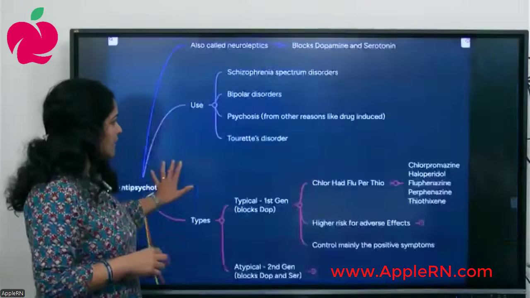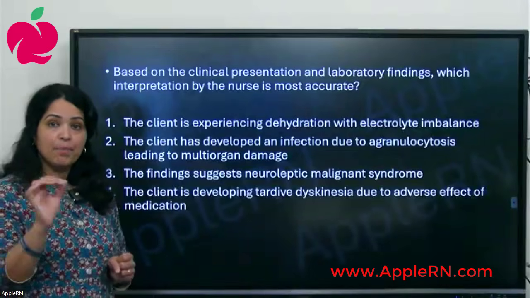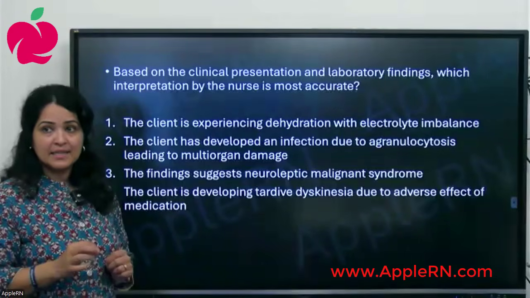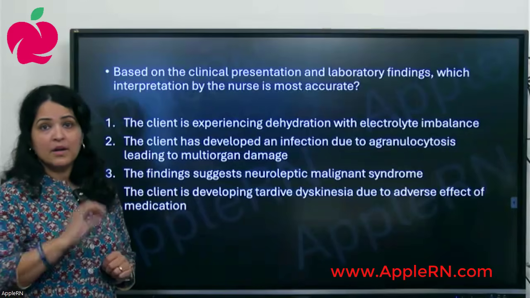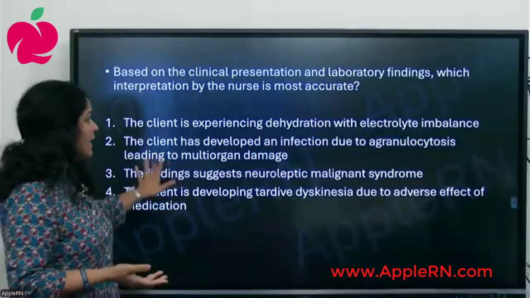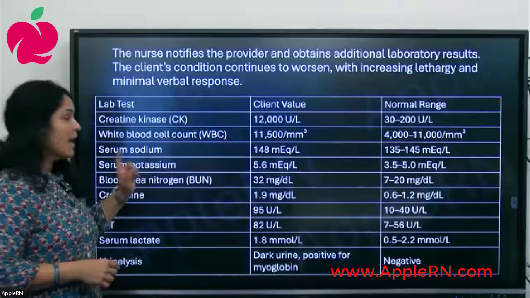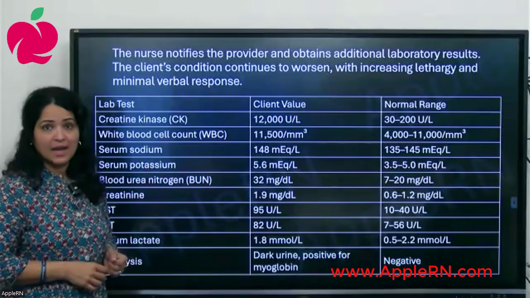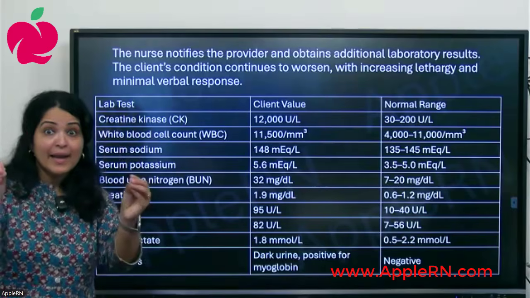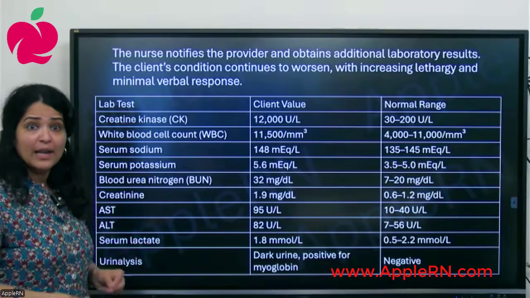Now let's look at the question we have. If this is about haloperidol, which one can I eliminate? Can I eliminate one? Because I don't think it's just dehydration with electrolyte imbalance. Yes, there is imbalance. I know the sodium is a little off and the potassium is up. And what else do I see? What is something which is striking me? The moment I see this, I'm like, what is something really, really bad? What will I be really worried about?